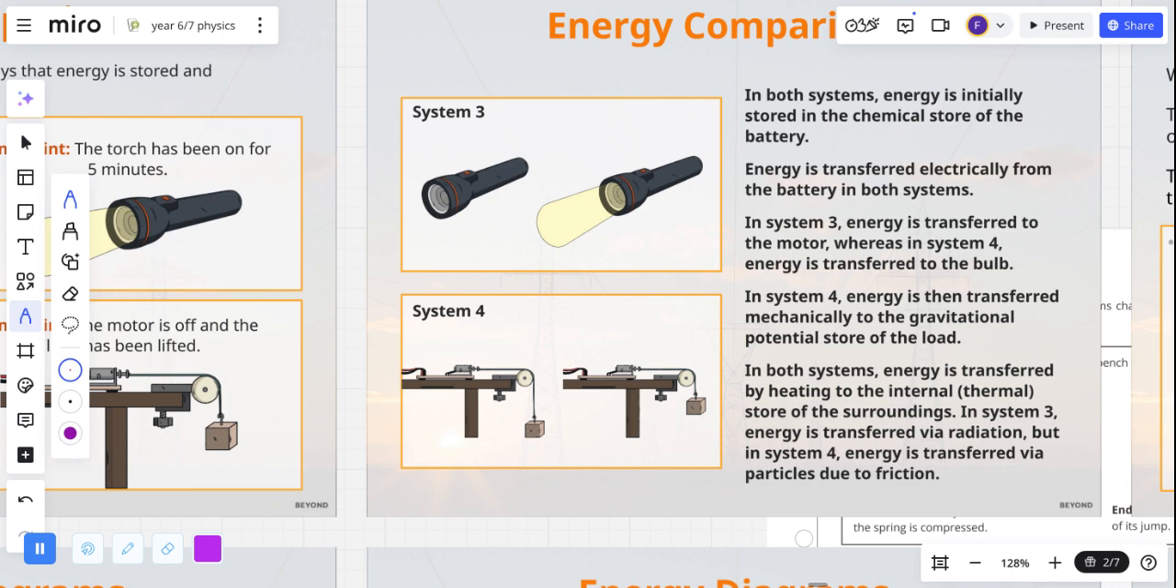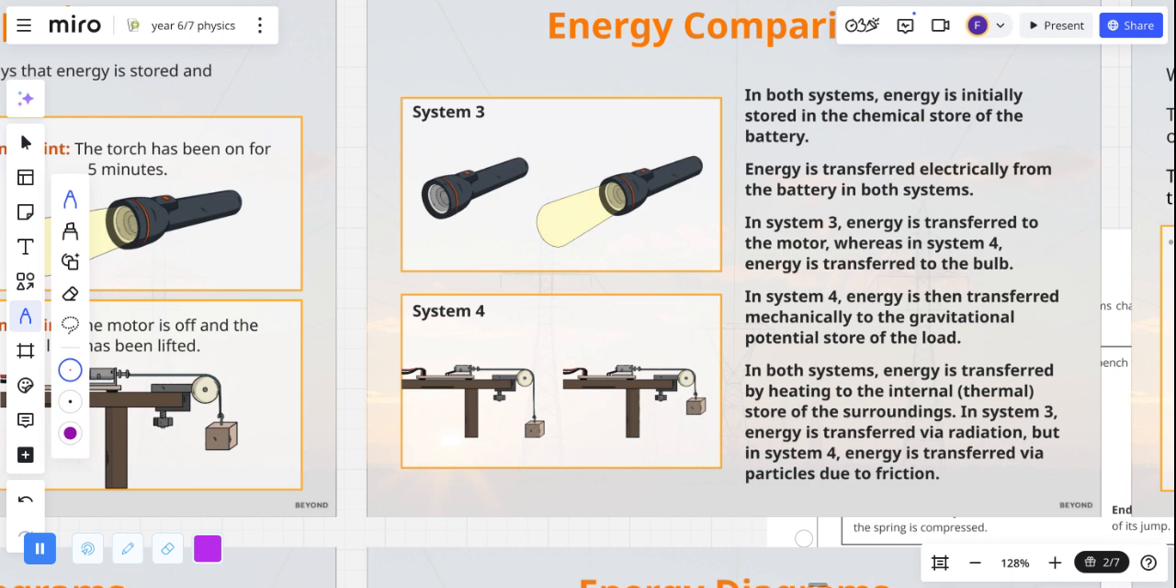Now, in the bottom one, it is transferred via a motor, and the top one is transferred to the bulb, right? So using a motor, it's transferred via the mechanical pathway to make the motor move, and the top one, it will be the electrical, and it will become, or it will be changed to light energy. Right.